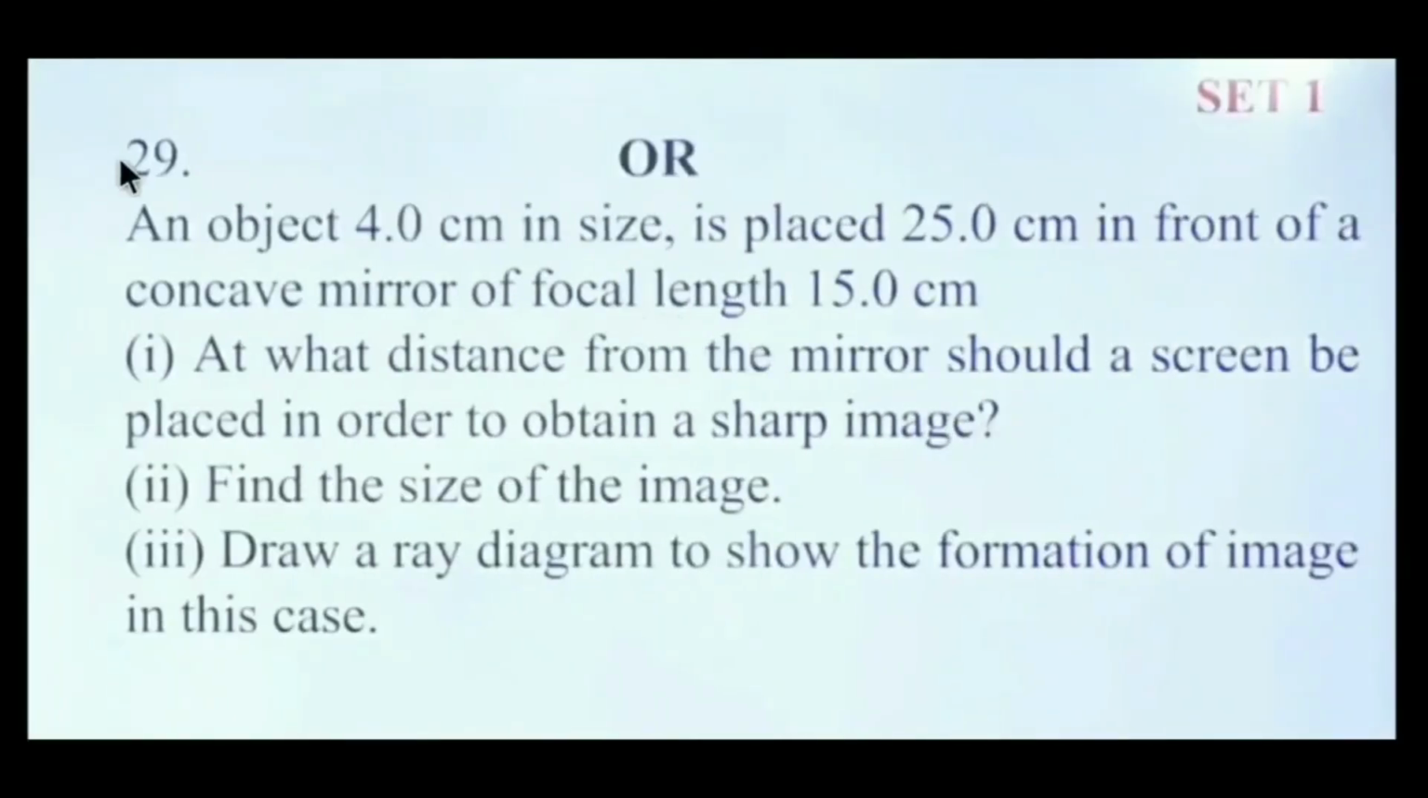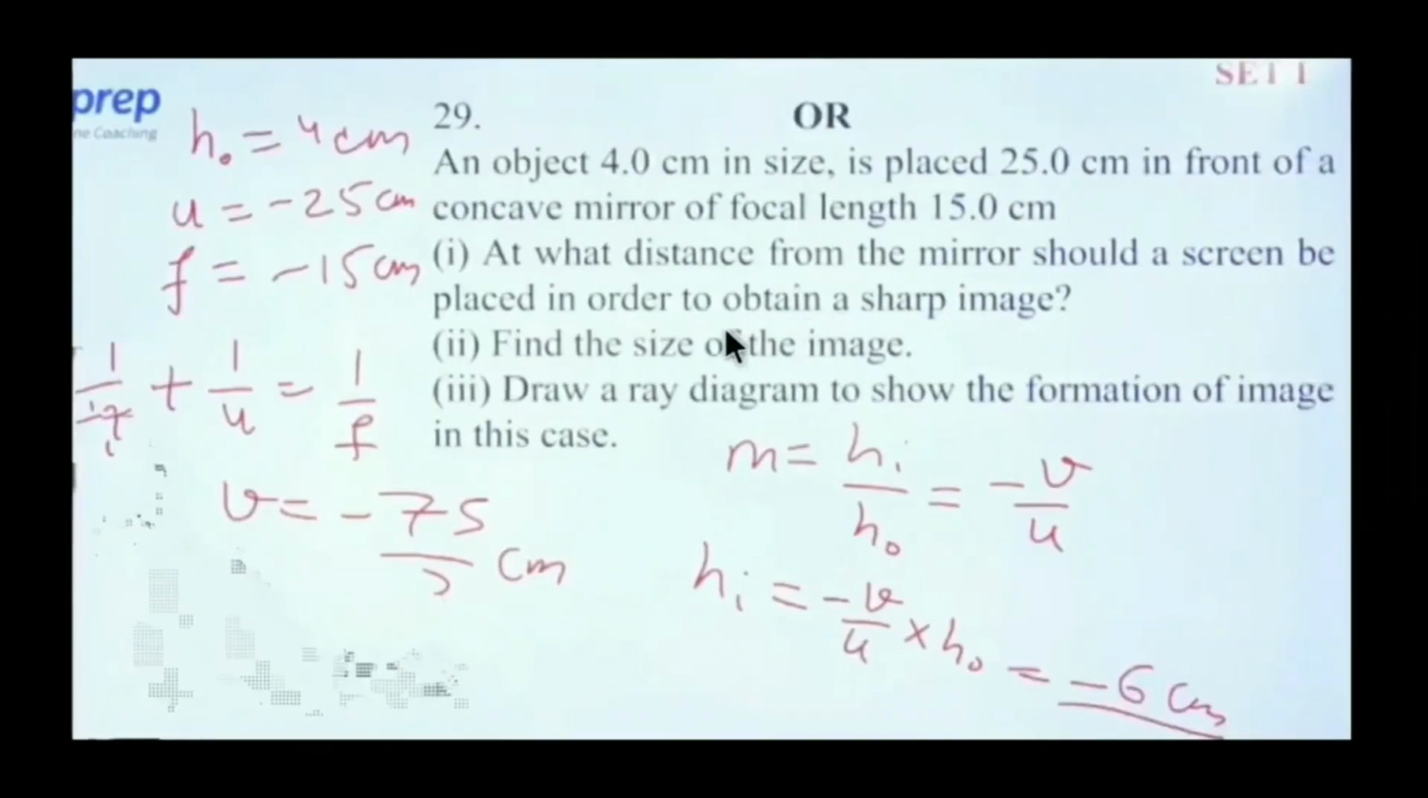Okay, there was also a question: an object 4.0 cm in size is placed 25 cm in front of a concave mirror of focal length 15 cm. First, find out where the screen is to be placed in order to obtain a sharp image. Find the size of the image and draw a ray diagram to show the formation of the image in this case.